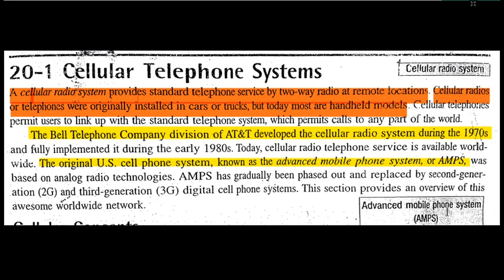Now the cellular telephone system is basically a cellular radio system. Truly speaking, rather than a telephone, it is a radio. But telephone is the more well-known word for common society, and therefore cellular telephone system is also a well-known part of cell phone technologies. A cellular radio system provides standard telephone services by two-way radio at a remote location. With a cell phone we have two-way communication, two-way radio, between two different locations.